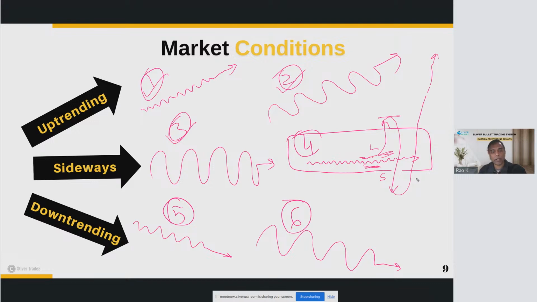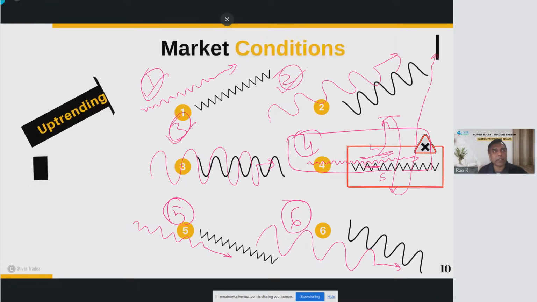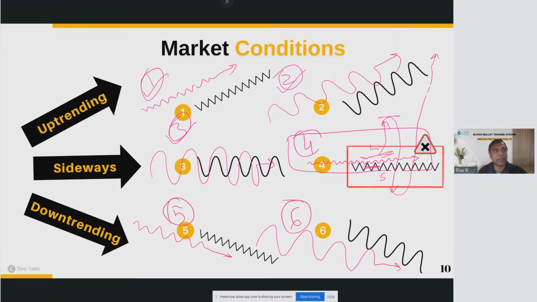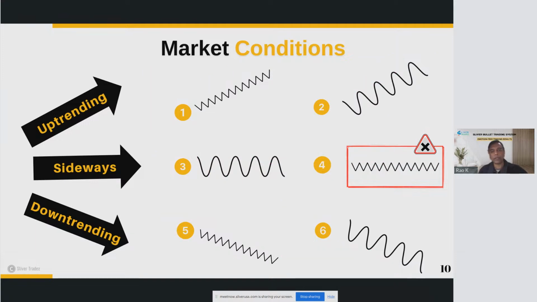So to summarize this slide, we have the next slide, which gives you a clear idea as to what type of market conditions to avoid. That's market condition number 4. When you recognize it, you try to avoid it. All other conditions you can trade safely, and we have strategies for all of these market conditions.